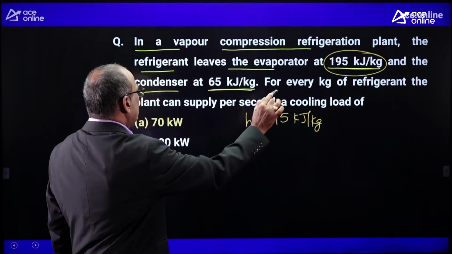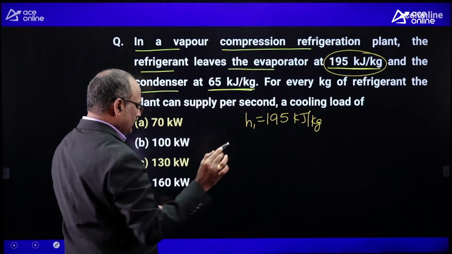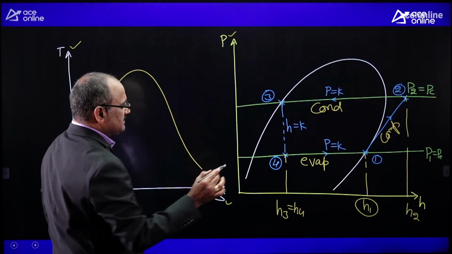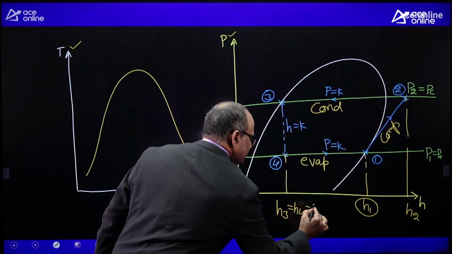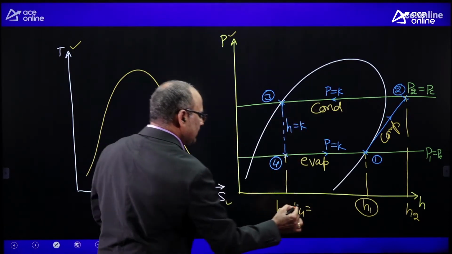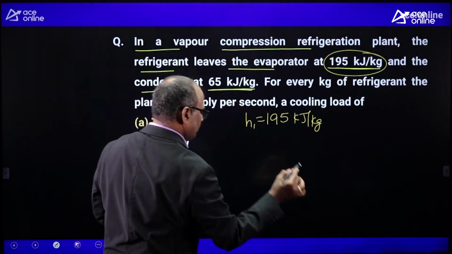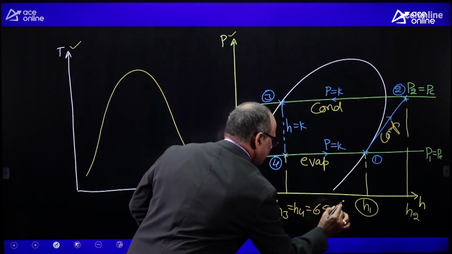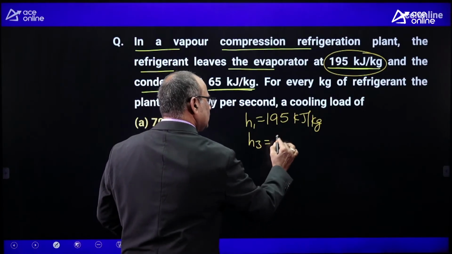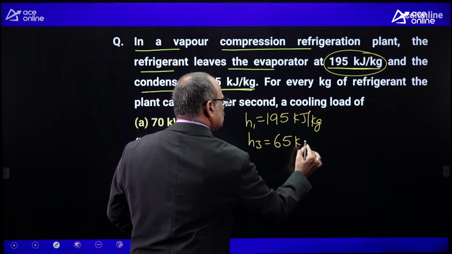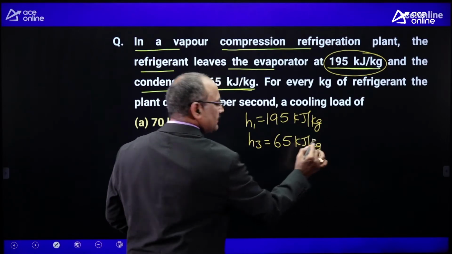Okay? Next. And the refrigerant is leaving the condenser, that means H3. Of course, H3 equal to H4. How much is it given? 65 kilojoules per kg. So H3 equal to H4, 65 kilojoules per kg.